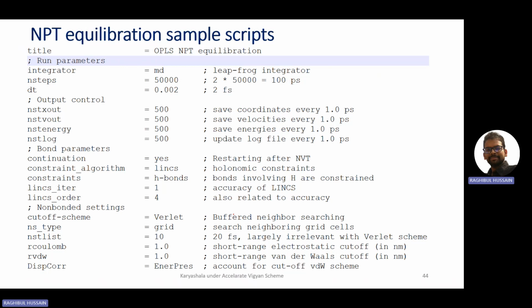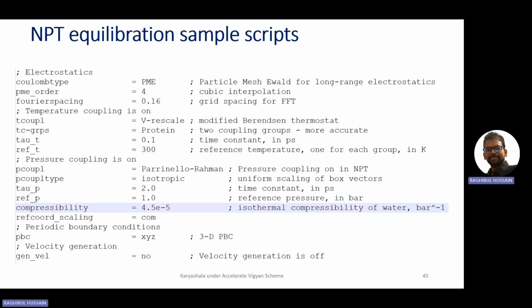Here in the time constant, we have to see 100 picoseconds. Steps will be 50,000. And this part is pressure coupling. Here we use Parrinello-Rahman, another of the fastest pressure coupling algorithms. Pcoupltype is isotropic. Here it depends on your simulation; you can change it.